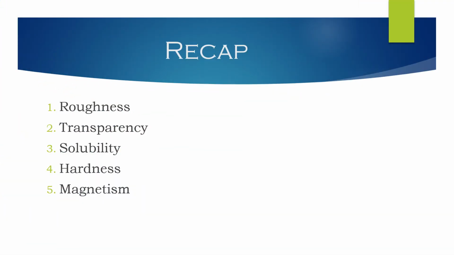Before we start, I'm going to give a quick recap of what we did in the video last week. So we discussed the classification of substances. In that we covered 5 topics: roughness, transparency, solubility, hardness and magnetism.